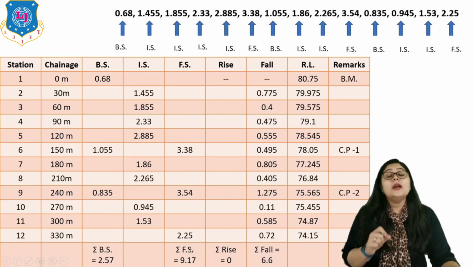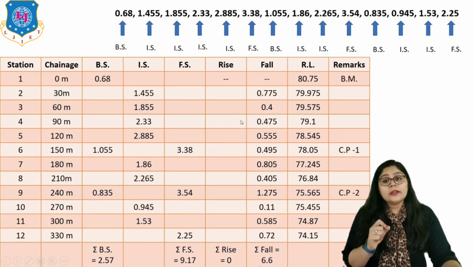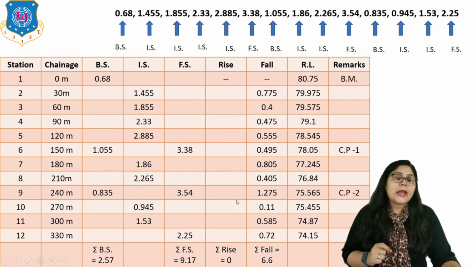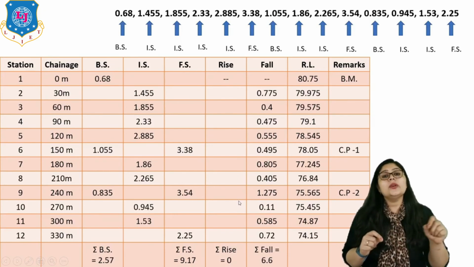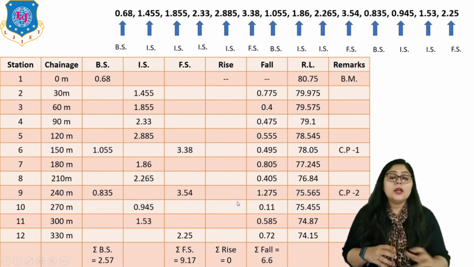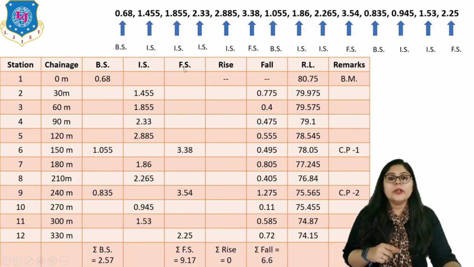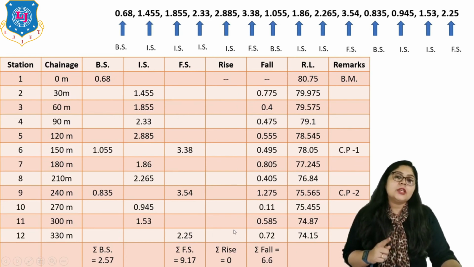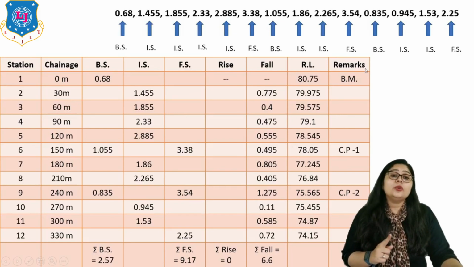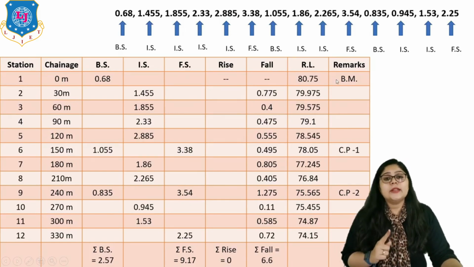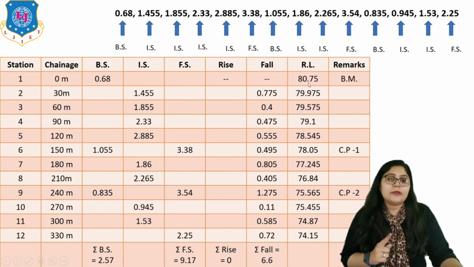Now it is also clearly seen in this table that all the values are in fall, and in the given data again it is said that it is continuously on sloping ground, right? So here you can see a sloping ground is all fall, so that is why I get all my values in this fall. Now if I want to calculate the RL, you know the first station's benchmark, which is already given in the example, which is 80.75.